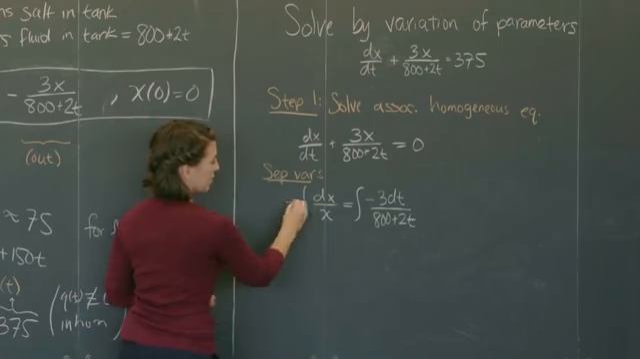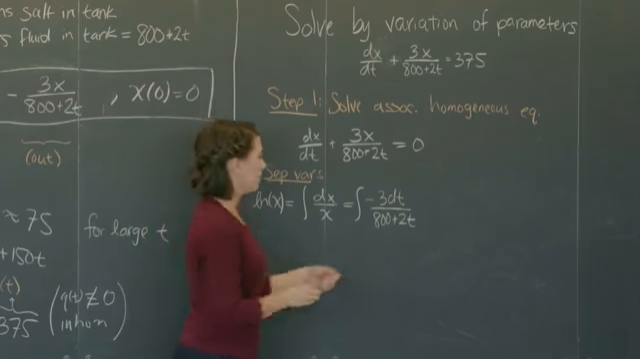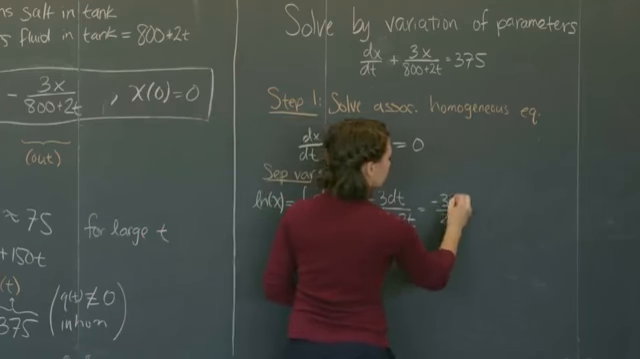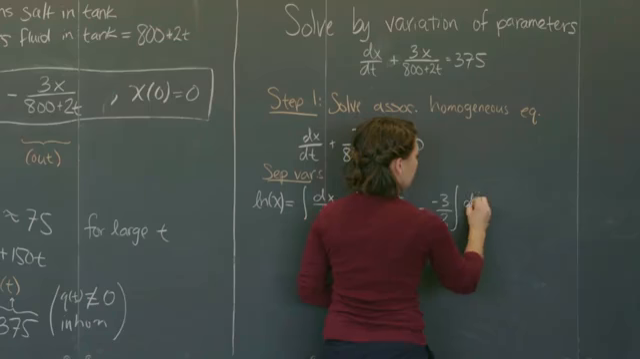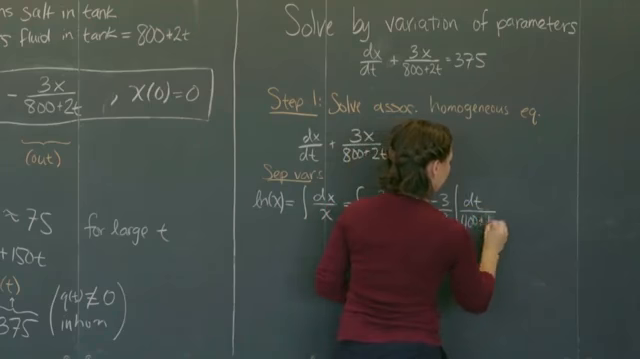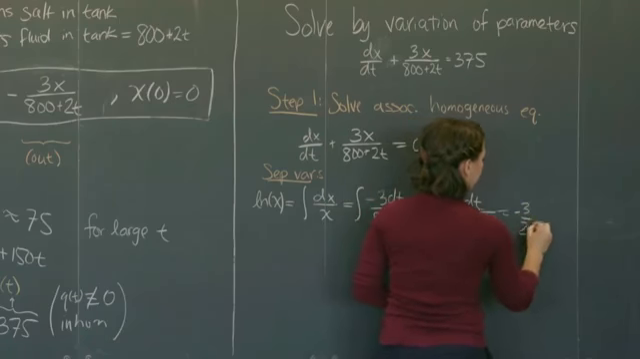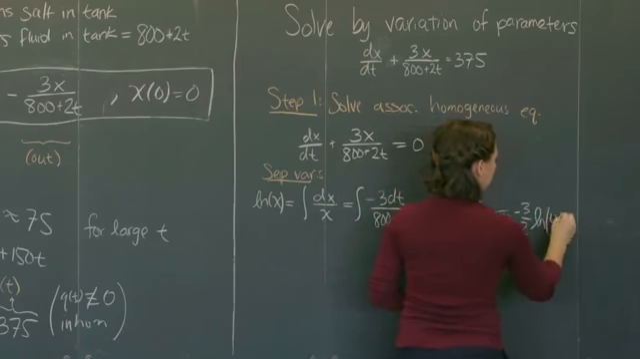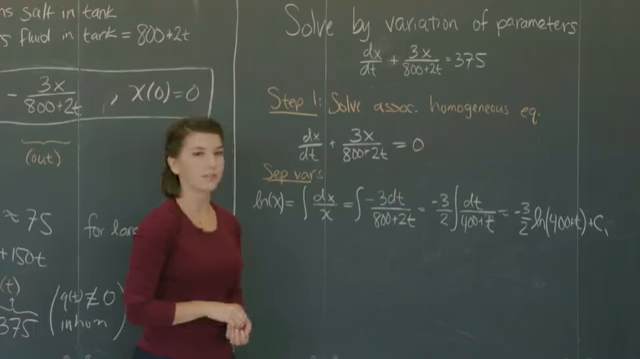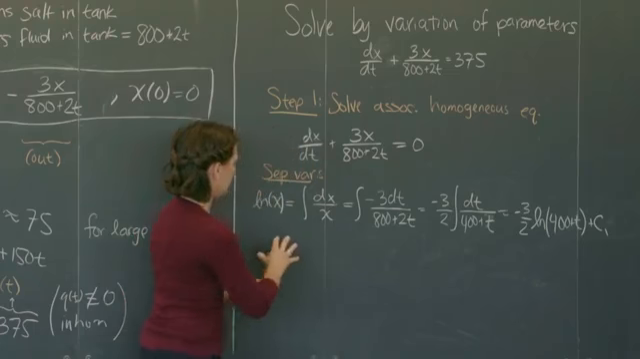On the left-hand side, we get natural log of x. And on the right-hand side, we can factor out a minus 3 from the numerator and a 2 from the denominator to integrate dt over 400 plus t, which gives us minus 3 halves times natural log of 400 plus t plus c1, where c1 is an arbitrary constant. So now, there's a couple things to note.